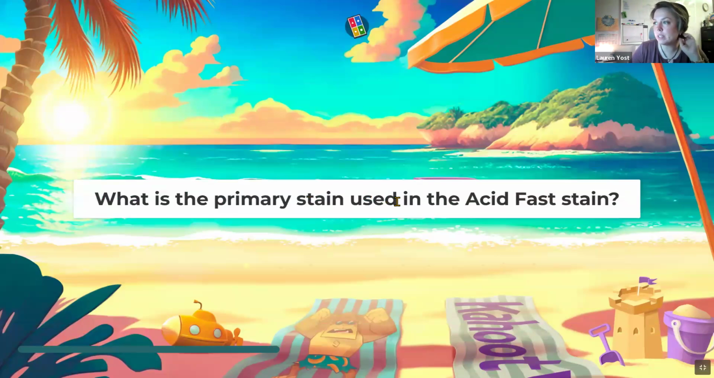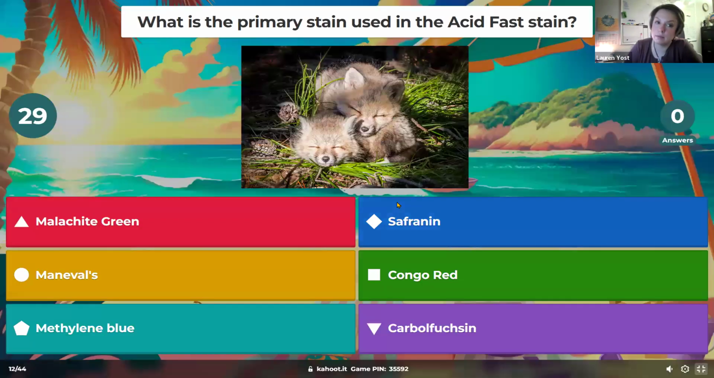All right, what is the primary stain that we use in the acid-fast stain? We're paying attention. You saw that my notes said that for the acid-fast, I put pink, but I said we could call that fuchsia or magenta or something like that. Well, there's a little hint in one of those.